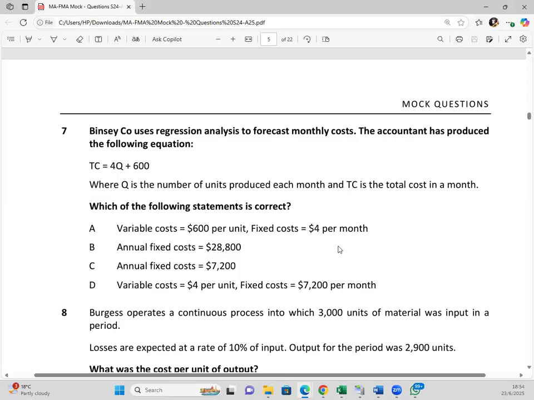What is 600 times 12? If 600 is for 1 month, we want to see if B is correct. It is 7.2. So B is wrong, making C correct, because C is saying the annual fixed cost is 7.2. What about D? Variable cost is 4, that's correct. The fixed cost is 7.2. Where is D wrong?